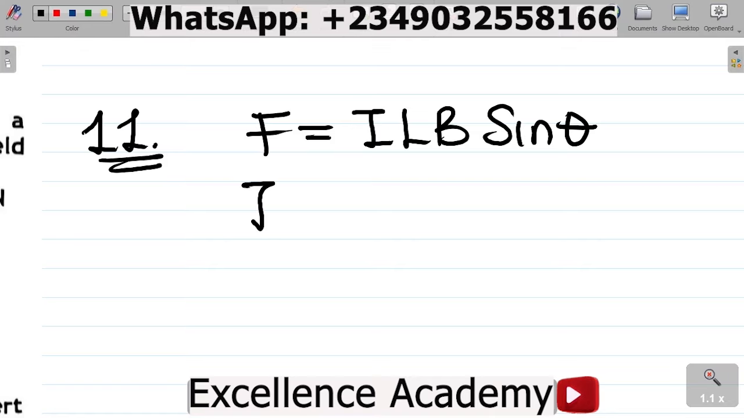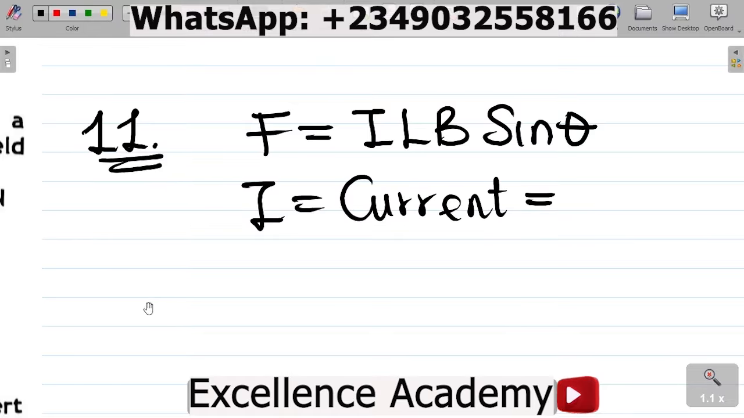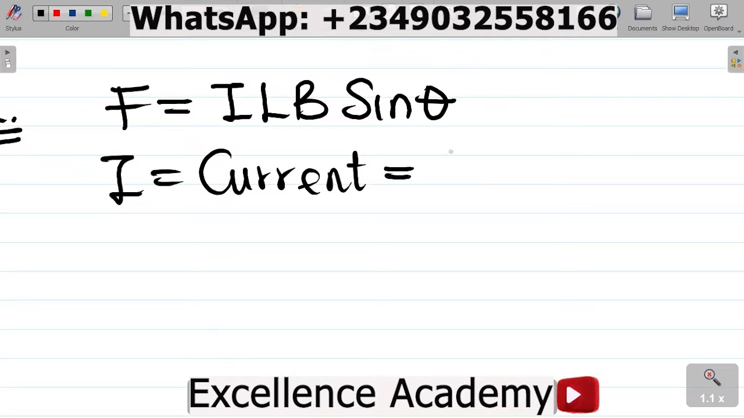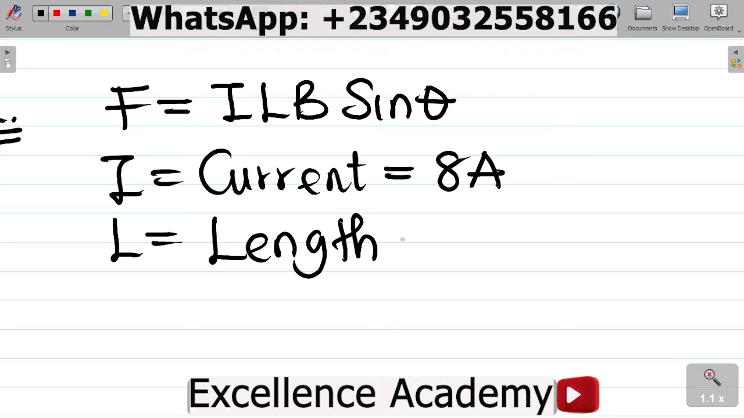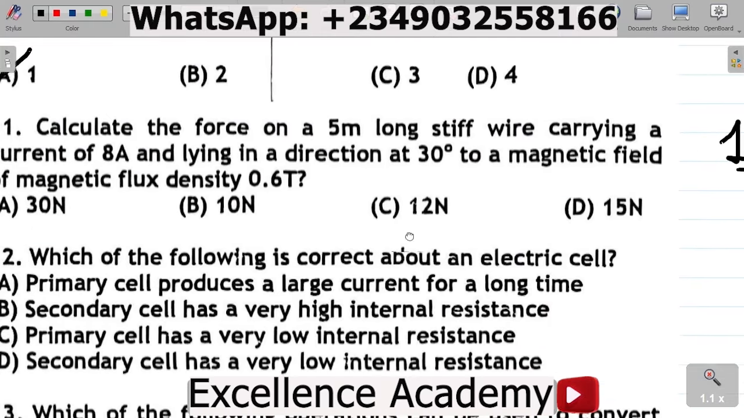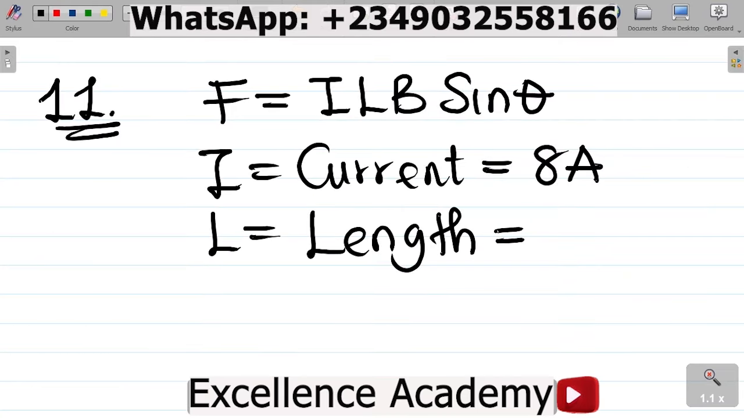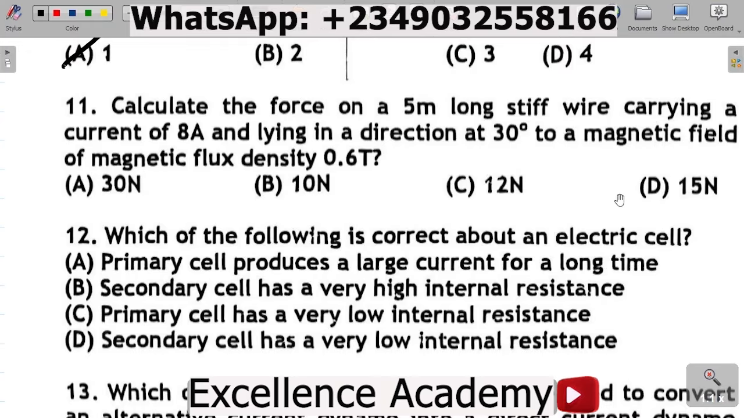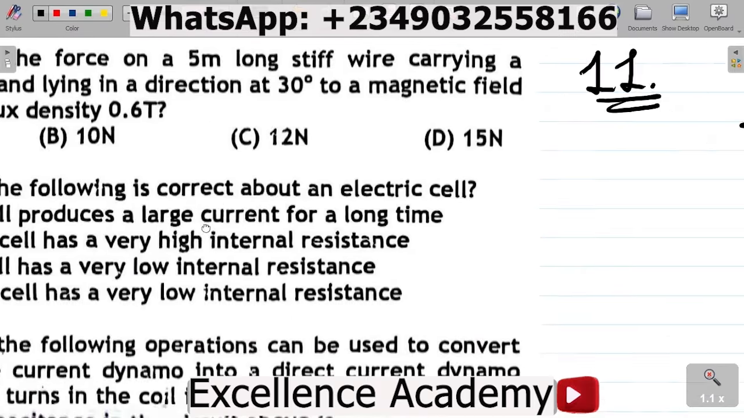Where I is current. From the question here, the value of the current is 8 amperes. L is simply the length of the conductor or length of the wire in this case. And the value of the length, let's see, is 5 meters long. So L is 5. B is your magnetic field, the magnetic flux density, and the value here is 0.6 Tesla.